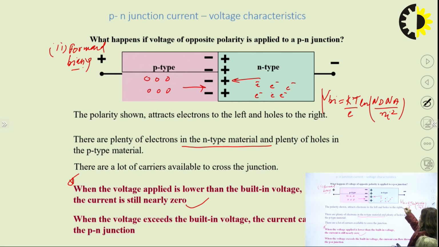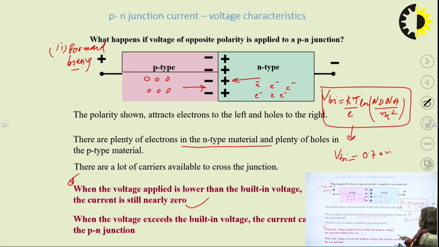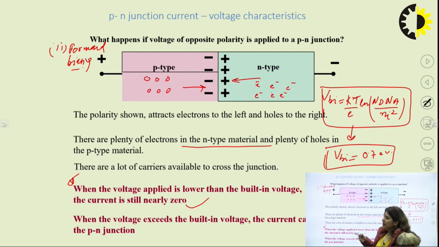By this formula, we can calculate the value of the built-in voltage when we have the donor concentration, acceptor concentration, and intrinsic concentration. For the case of silicon, we have V_BI around 0.7 volts. So we have different values of V_BI according to the donor and acceptor concentration. Whenever the voltage crosses a particular built-in voltage, only in that case will the current flow. Otherwise, below that voltage there will be zero current.